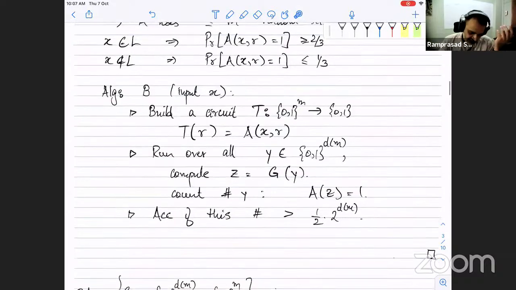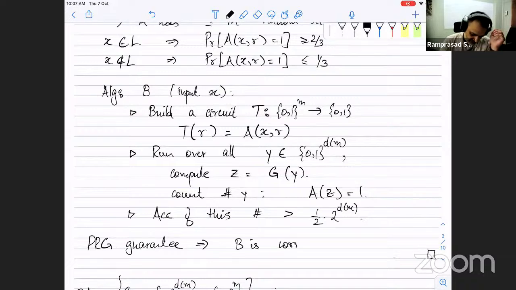Okay, so this basically tells us that the PRG guarantee implies that B is correct. And that completes the proof. Hopefully nothing here is really surprising to any of you. We are basically doing this enumeration, but instead of doing the enumeration on the entire M length random string, we are doing the enumeration on the seed. That's it. So are there any questions right now?